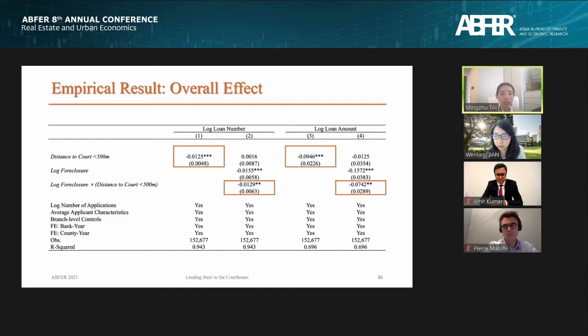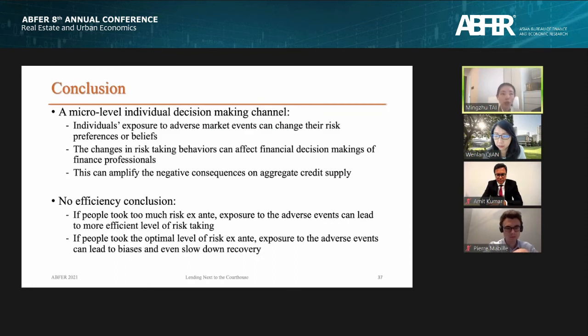And the last thing I would like to mention is that our paper cannot lead to any efficiency conclusions. On the one hand, you may say that we're telling a behavior story, which means that maybe when people become more cautious, they are actually making fewer loans than the optimal level. But it could also be the case that ex ante, the lending standard is too lax, and therefore when they become more cautious, it's actually efficiency improving. So we hope that later studies can help us to further shed some more light on the efficiency conclusion.